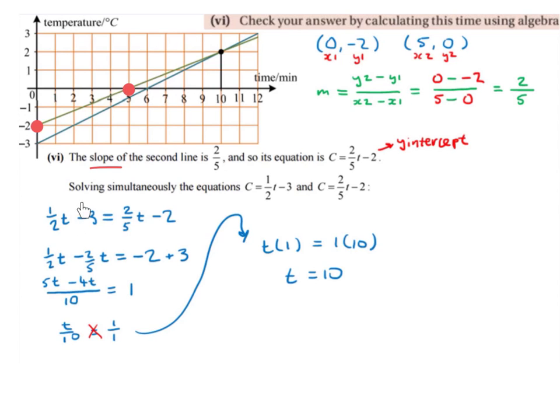So we have 1/2 t minus 3 equals 2/5 t minus 2. And we're going to bring the 2/5 t over the equal sign, and it becomes minus 2/5 t. And then we bring the minus 3 over the equal sign, and it becomes plus 3. So we have 1/2 t minus 2/5 t equals minus 2 plus 3.